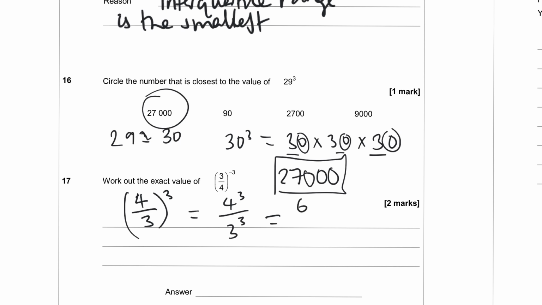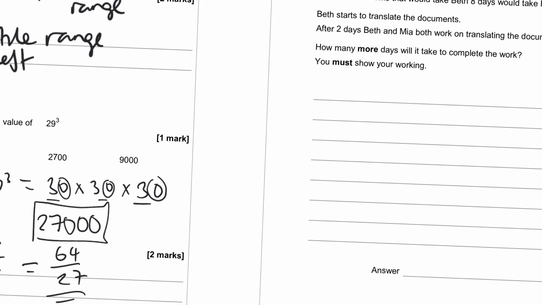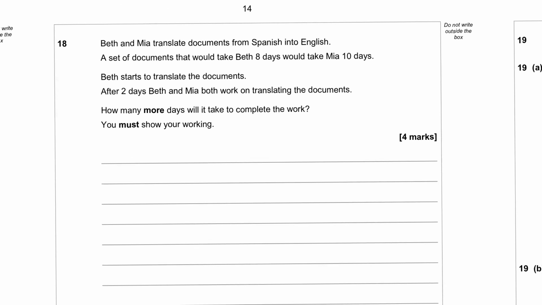So 4 cubed is 64, 3 cubed is 27, and that's literally your final answer. We're not going to change it any further, and we can't really simplify it any further, so we're just going to leave it as that. Right, good. On to question 18.